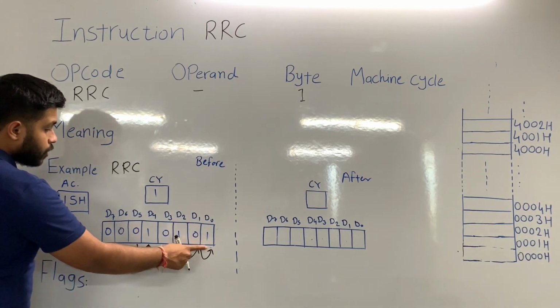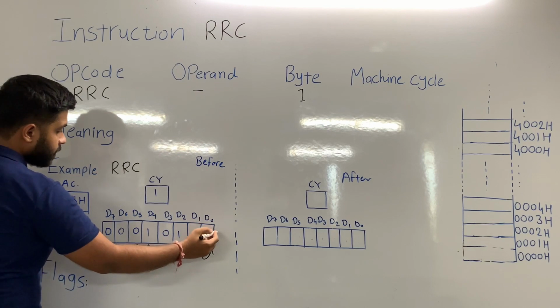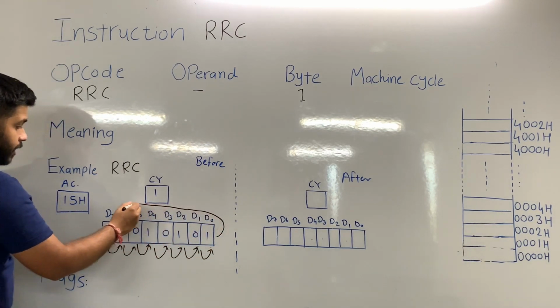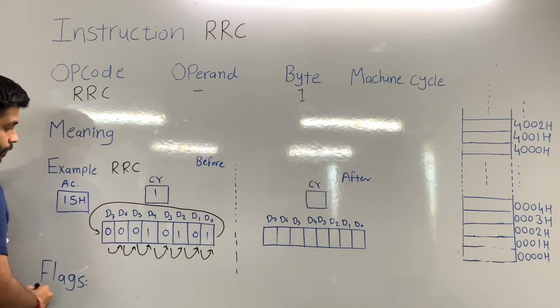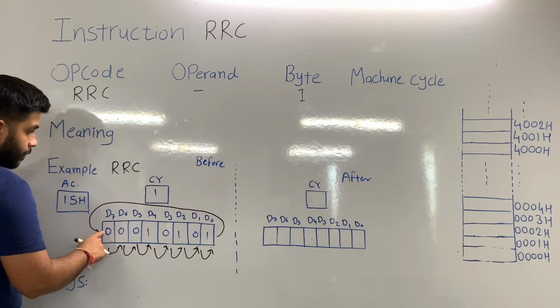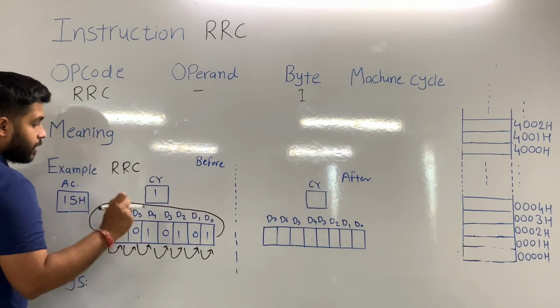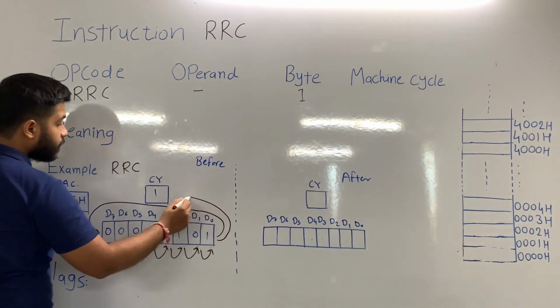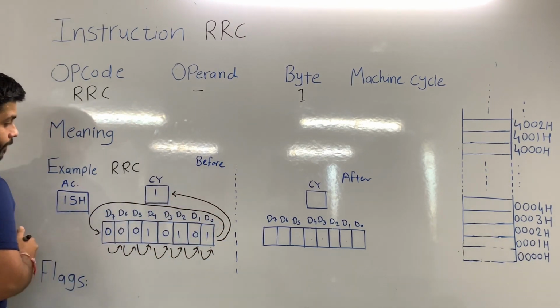What will happen to the value which is present at D0? Whatever value is present at D0 will be shifted to D7. D0 will be shifted to D7. But one more thing will happen to D0, that is D0 will also be shifted to the carry flag.